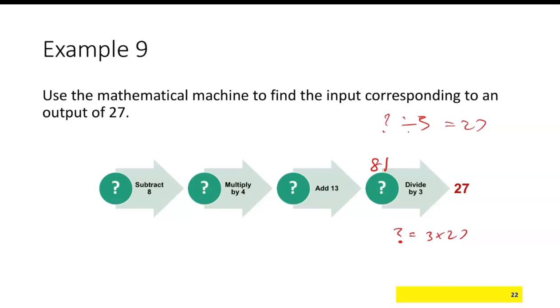And before that, I had a question mark added to 13 gives me 81. That means this question mark would have to be 81 minus 13. So think of opposite operations. 81 minus 13 would be 68. Okay.